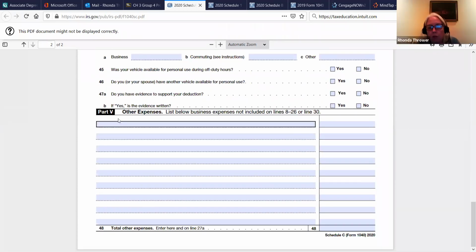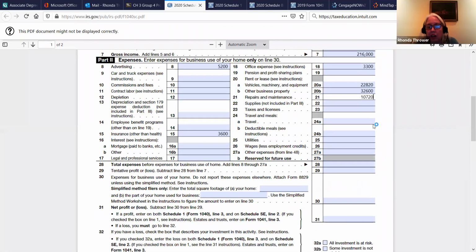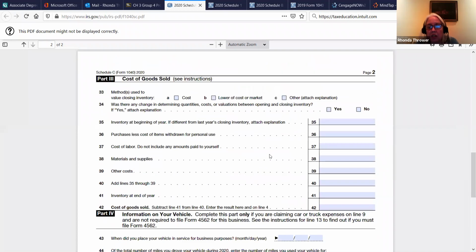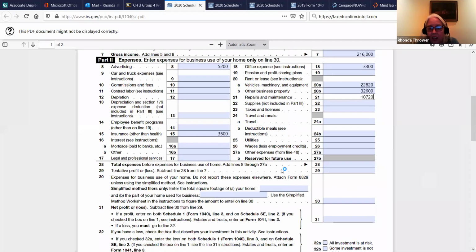Right, down 1830, part 5 is where they put it, down there. So anything you couldn't fit in this category here, as long as you put it down here, it's going to end up as total expenses down here because you're going to combine all that together. Do you understand what I'm saying?